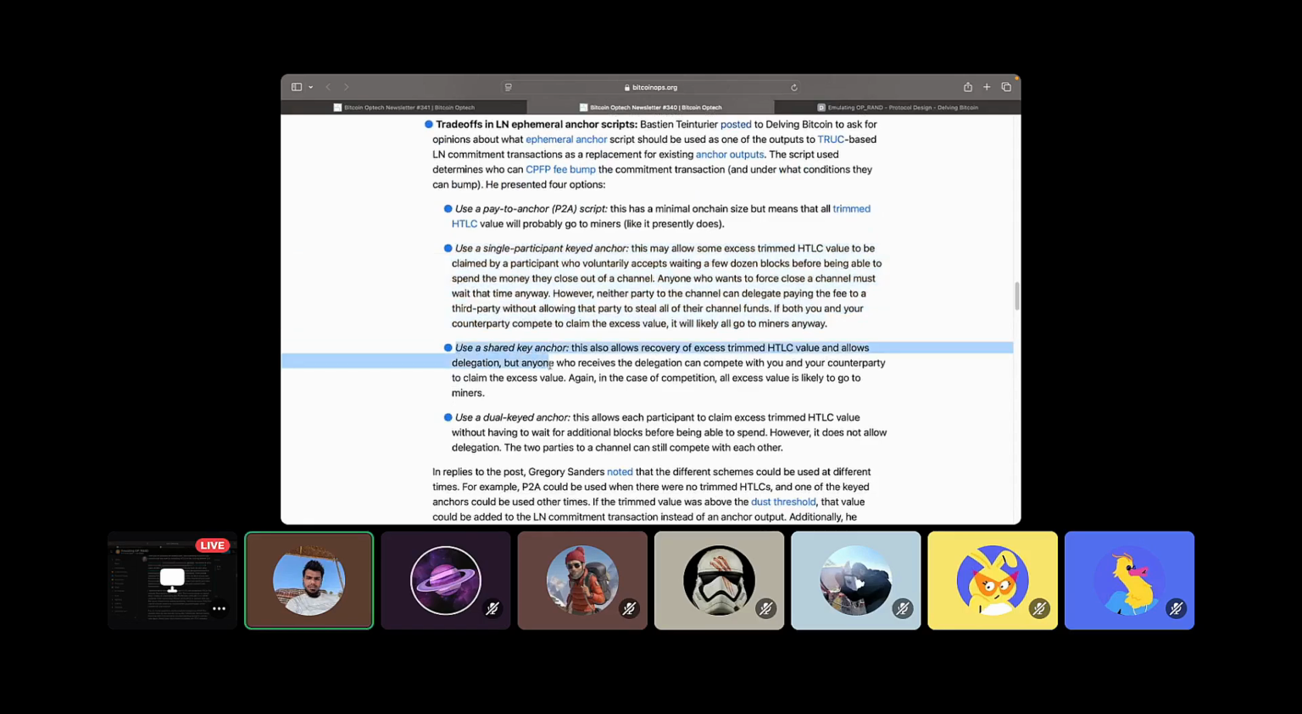The third option is use a shared key anchor. This allows a recovery of excess trimmed HTLC value and allows a delegation, but anyone who receives the delegation can compete with you and your counterparty to claim the excess value.